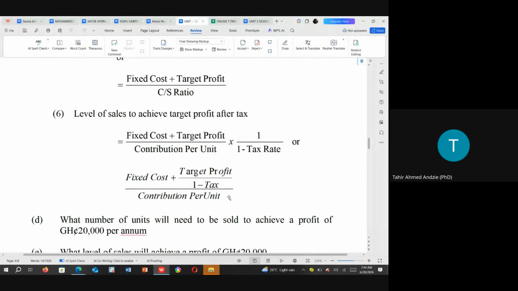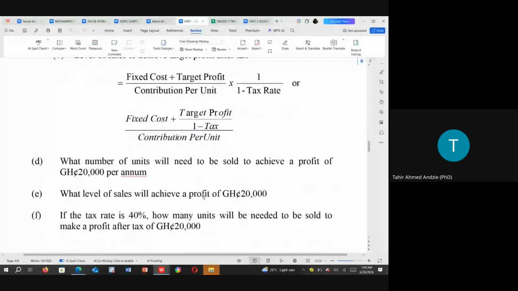So always for the sales revenue aspect, whether it is break-even point in unit or in value, or target profit in value, or target profit after tax in value, there are three ways of getting it. You multiply the equation or the formula by the selling price, or multiply the quantity you have gotten for calculating the unit by the selling price, or you divide the total cost by the contribution margin ratio, right?